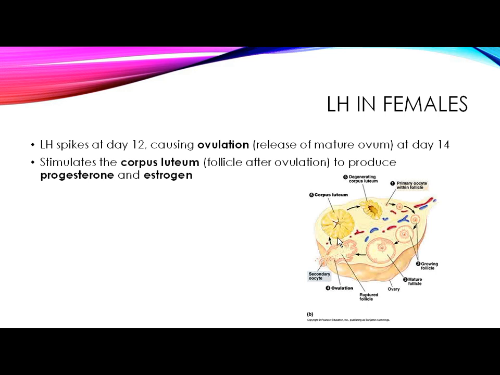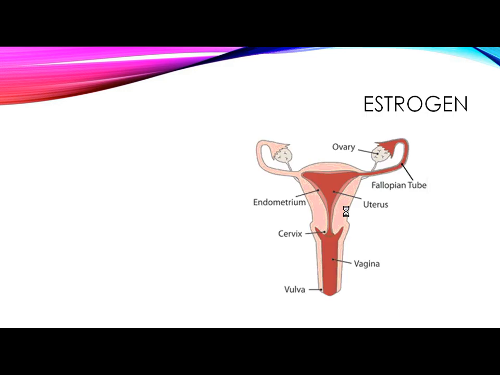That's its job. It's going to produce progesterone and estrogen. So those are the two hormones that are going to be produced, quite a lot of them, by that corpus luteum after ovulation. So day 14 goes by, the female body releases the egg from the ovary, and then the corpus luteum forms, and it starts cranking out a bunch of progesterone and estrogen. So that's what's happening in the ovary.